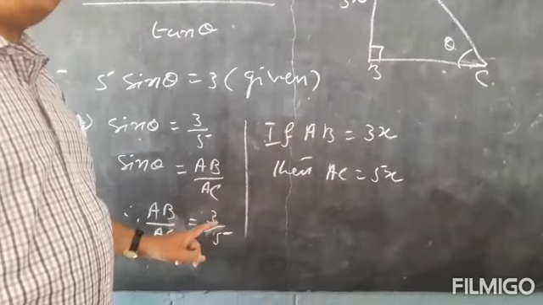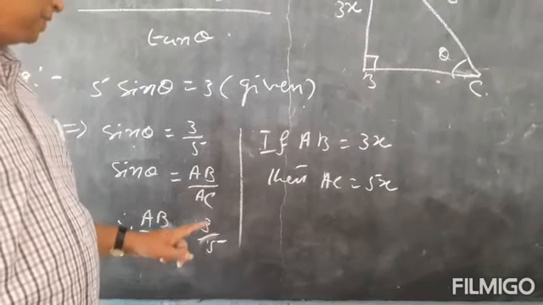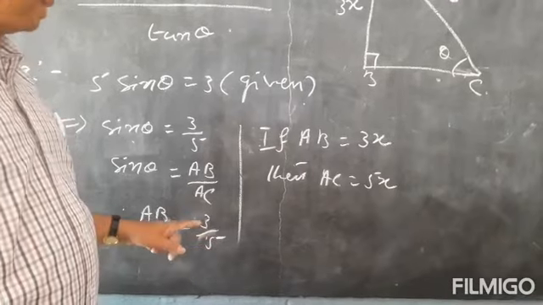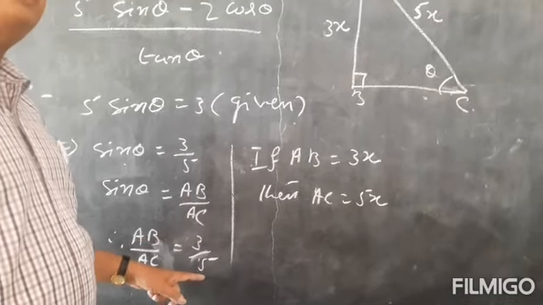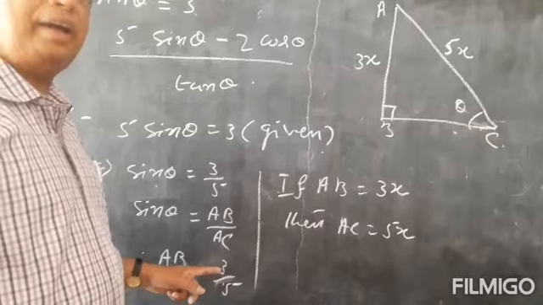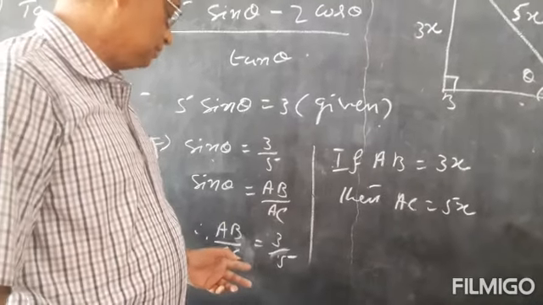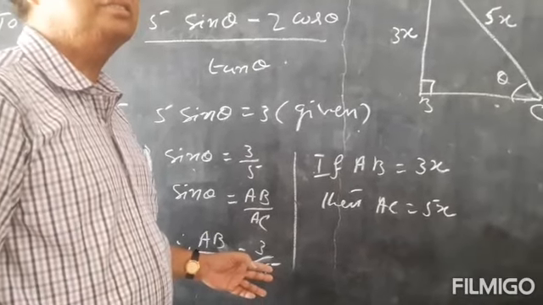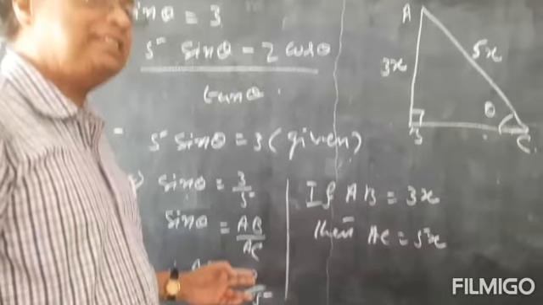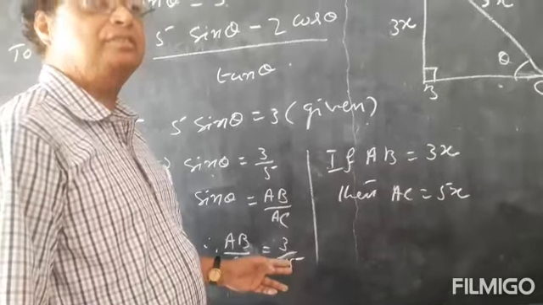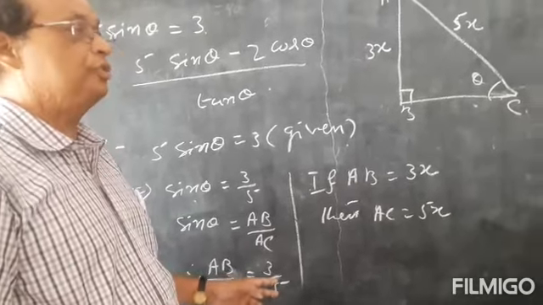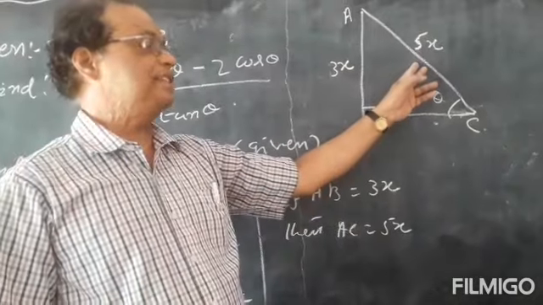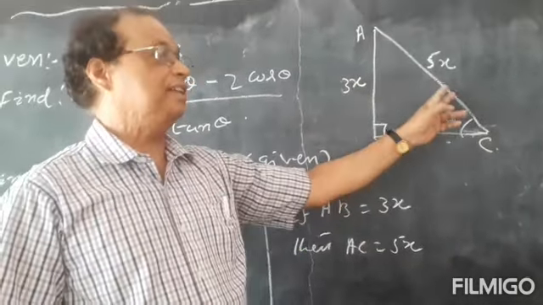AB by AC is 3 by 5. That doesn't mean AB is 3, AC is 5. AB may be 300, AC may be 500. AB may be 3 lakhs, AC may be 5 lakhs. AB may be 6, AC may be 10. So the ratio is 3 by 5. So you cannot take this is 3, that is 5. This is 3x, that is 5x.